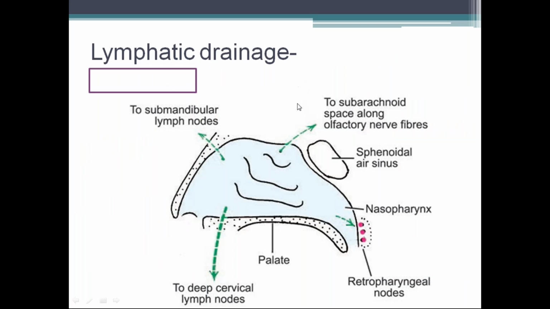If you see the lymphatic drainage of the nasal septum, it is divided into anterior half and posterior half. The anterior half of the nasal septum drains into the submandibular lymph node. The posterior half and the intermediate region both drain into the retropharyngeal lymph node and even to the deep cervical lymph node. Okay, so I think you are clear. And through the perineural sheath covering the olfactory nerve fibers, the lymphatics will sometimes go to the subarachnoid space also.